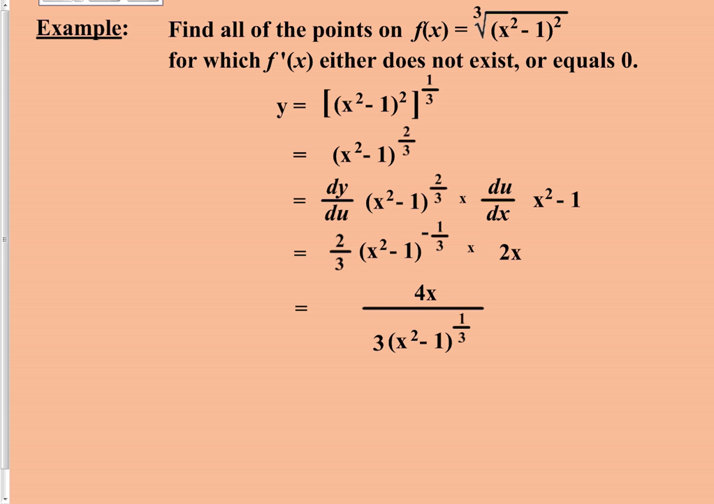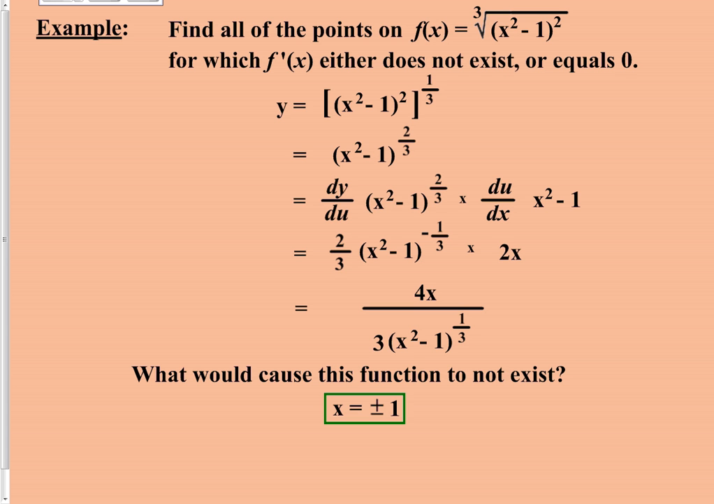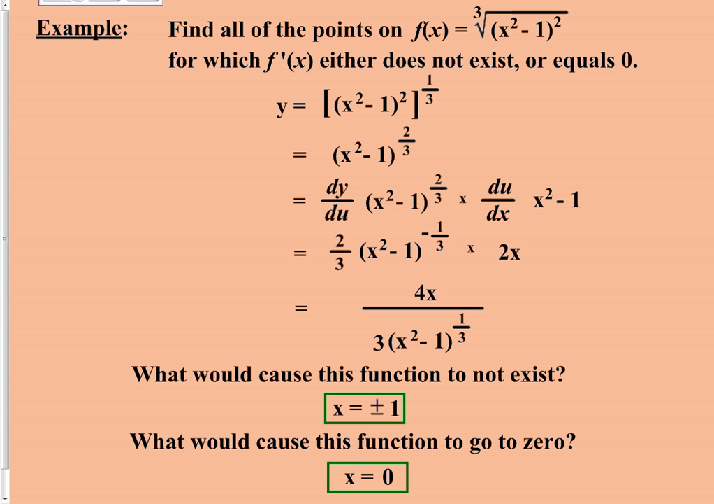Now the question is, find all points where the derivative either does not exist or equals 0. So let's look at it one step at a time. Where would this function not exist? Examining the denominator, we do not want the denominator to go to 0, so any situation where x squared equals 1 is going to zero out the denominator. There's two situations that can happen, a positive 1 and a negative 1. Also, what would cause this function to go to 0? The overall value equaling 0 would be the result of the numerator equaling 0, and obviously that would be x equals 0.